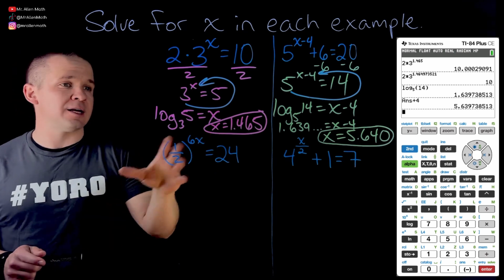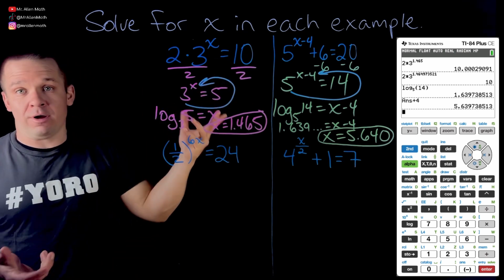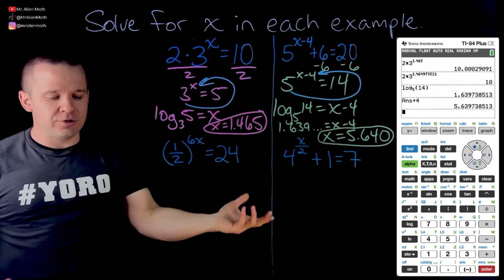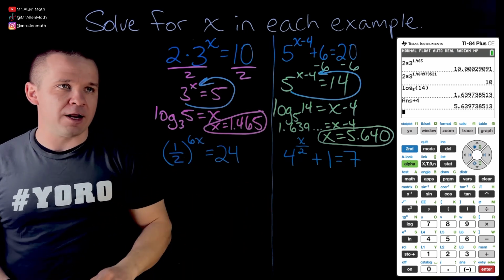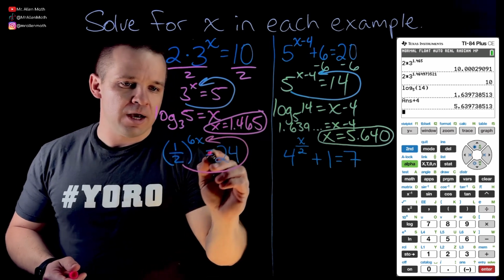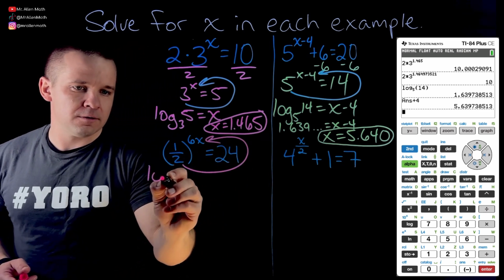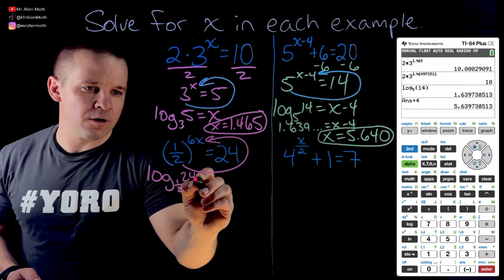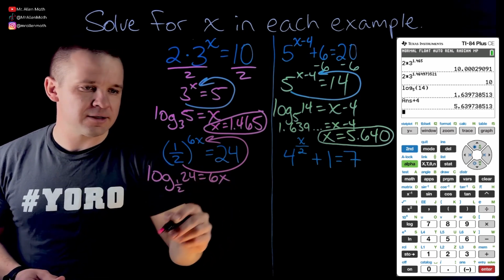First two done, next two. And these are all different scenarios here, right? Of like the algebra that's happened. Like this one here, I can just start right away by rewriting it in exponential form. So I'm going to do that, loop and swoop. And I'm going to have log base 1/2 of 24 equals 6x.